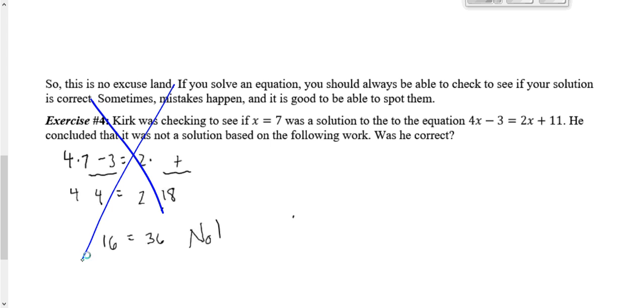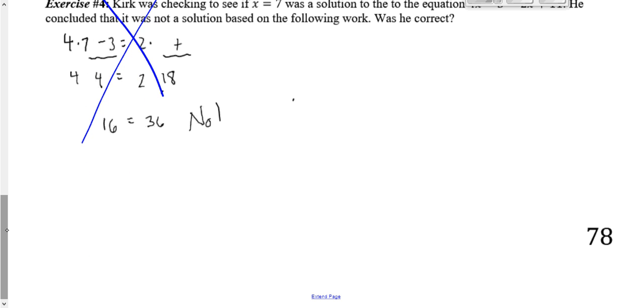Okay? All right. So I do want to give you a quick note on something, because there's a couple of Regents questions that are like this, but there's just a little twist to them.